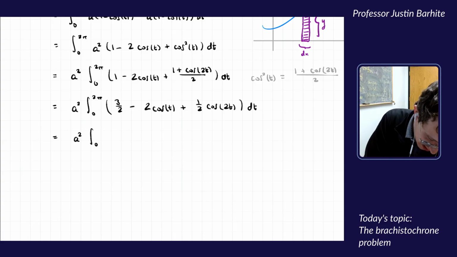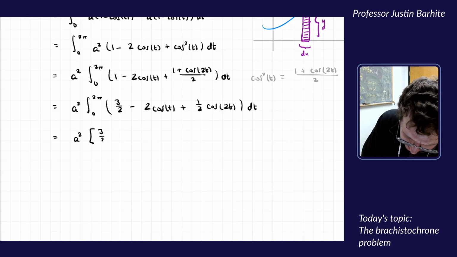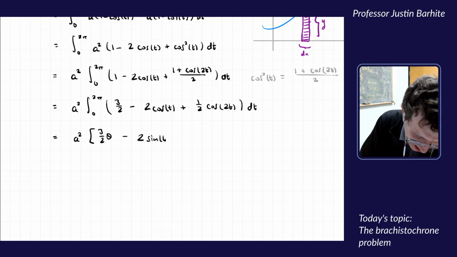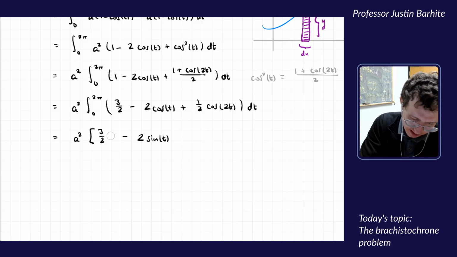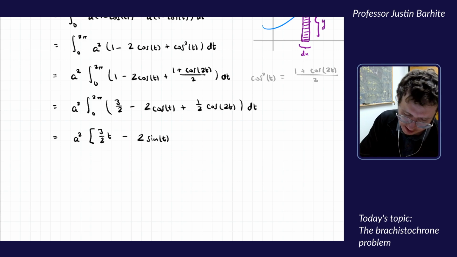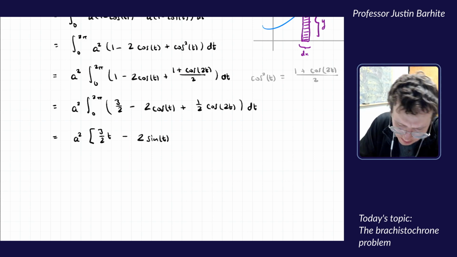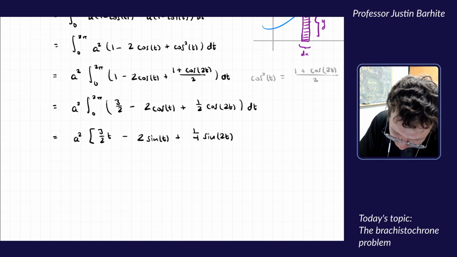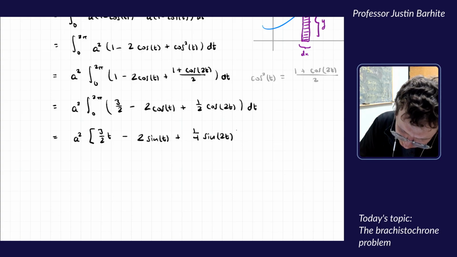And now I can write down an antiderivative. It'll be 3/2 theta minus 2 sine of t. Theta? Whoops. I abandoned theta a long time ago. That should be a t. Minus 2 sine of t plus 1/4 sine of 2t. And this gets evaluated from 0 to 2 pi.